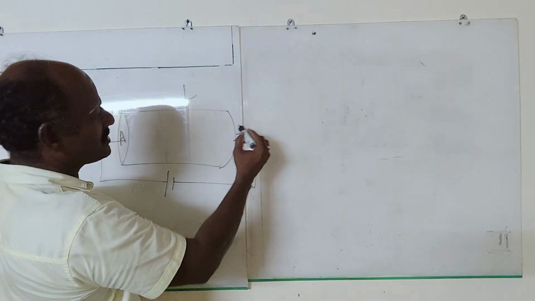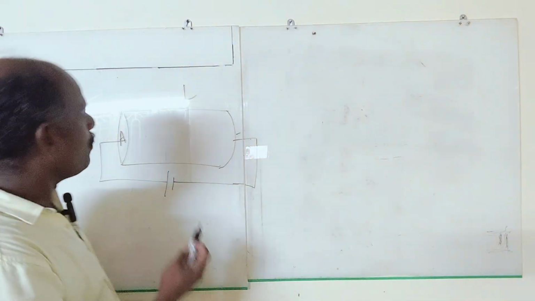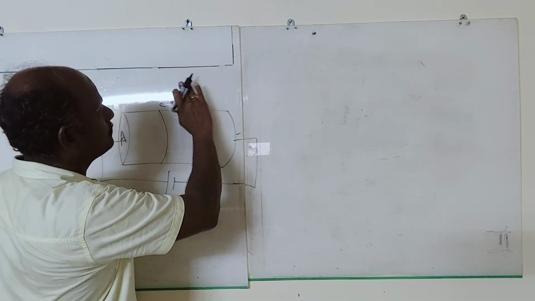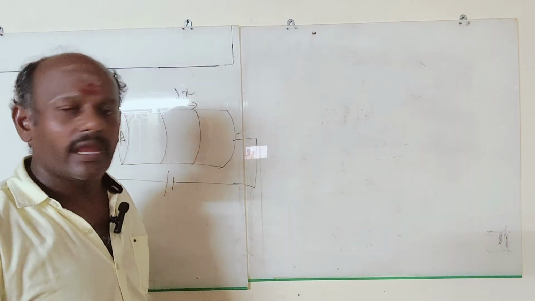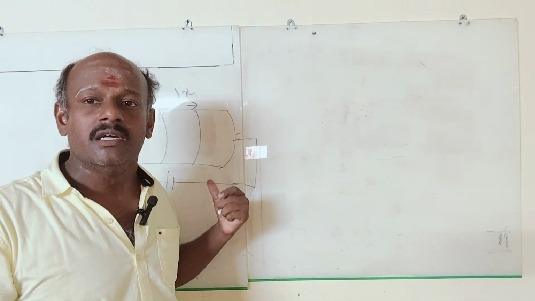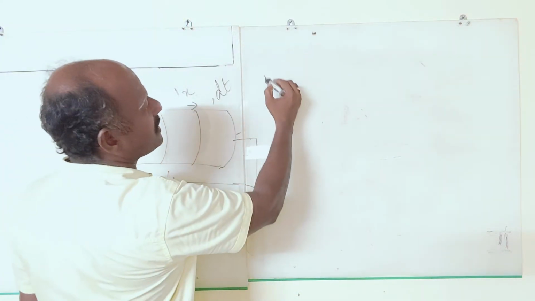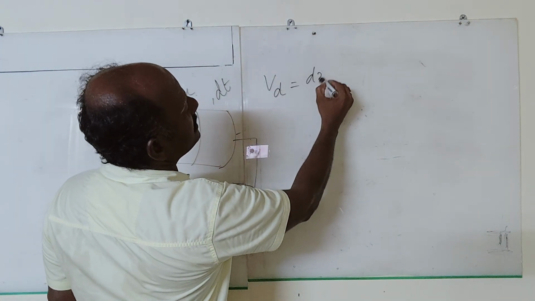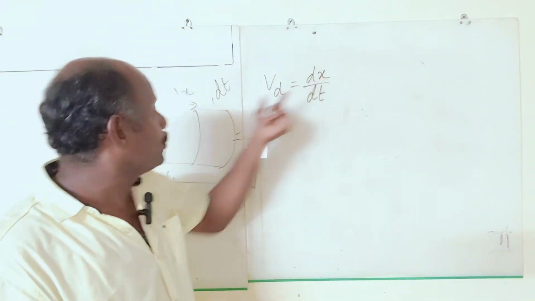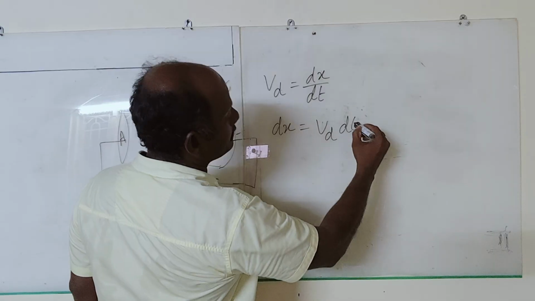Now when the electrons enter it, of course there will be a drift velocity. For that, I am going to consider a small portion dx, the small distance covered by the electron in a time dt. I know that the drift velocity vd is equal to dx divided by dt. So if I want the displacement, I can simply write dx is equal to vd into dt.